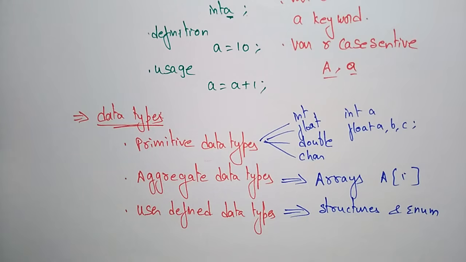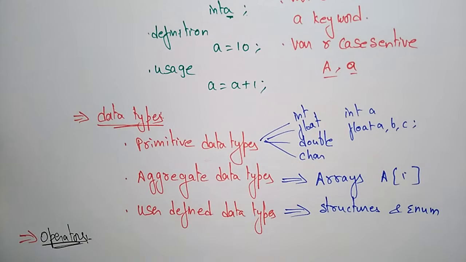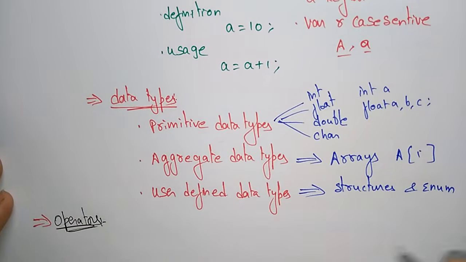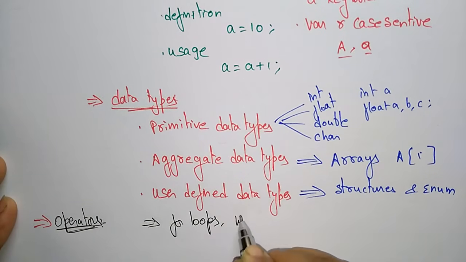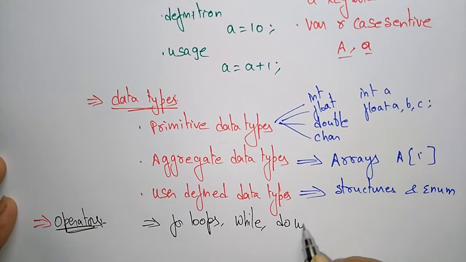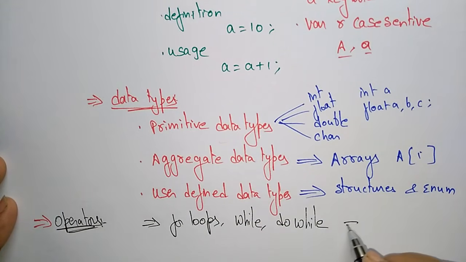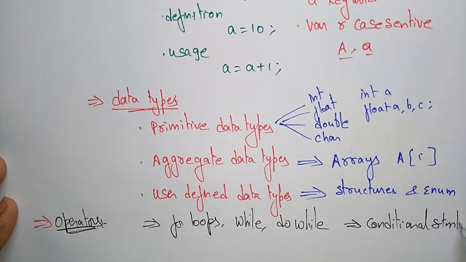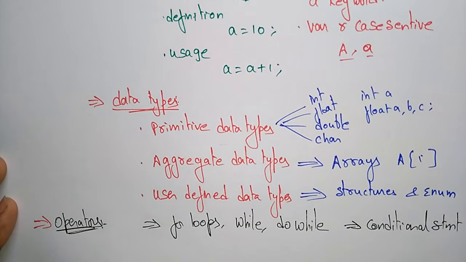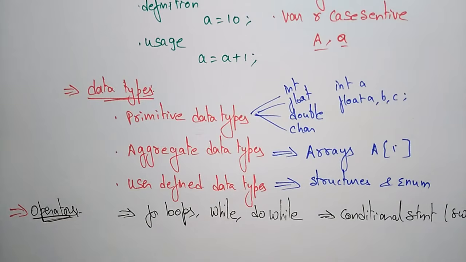So while writing programs, you need to know about the concepts of variables, data types, and operators. Operators, everyone will know, the arithmetic operators, comparison operators, so like that. And next are the loops: for loops, while loops, do while, and conditional statements like switch. Okay, so these are all the different terms that are used while writing the program.